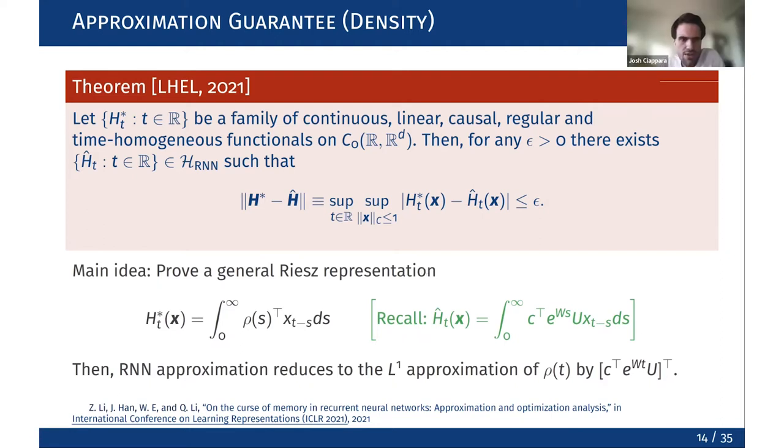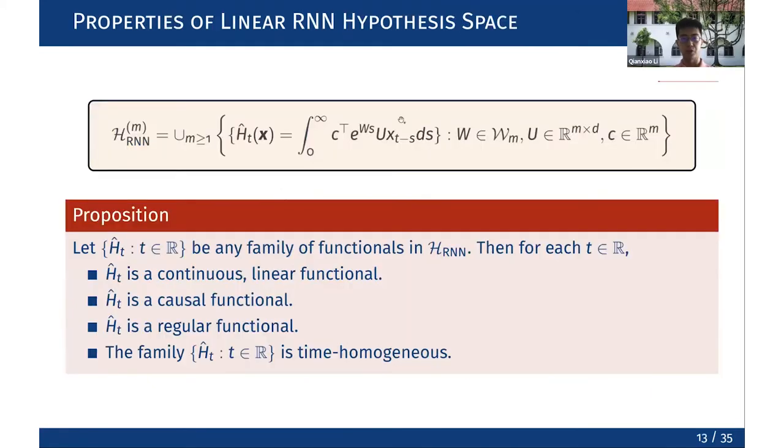Sorry, would you be able to repeat the definition of time homogeneous? Yeah, time homogeneous means that if we shift the time index of the input sequence by some amount tau, then the output sequence is shifted by the same amount. So if you shift the sequence in time, the output sequence also shifts equivariantly. Right, thank you. Yeah, this is true because the dynamics is time invariant.